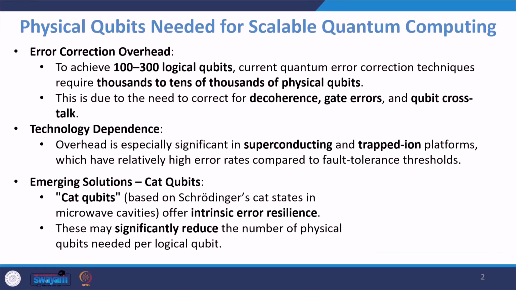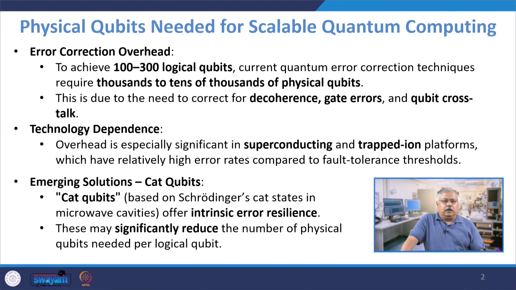Now, just to start from where we left in our previous lecture, if there are 100 to 300 logical qubits available, then current quantum error correction techniques will require thousands of physical qubits, right? Which means that if there are say 100 to 300 qubits, there are a large number of states available, 2 to the power 300 states. If error correction is required for all the states, you can understand the number of physical qubits you require. Forming these physical qubits and controlling them from an external source is a big overhead. Primarily this error correction will come because of decoherence. There will be gate errors and also crosstalk within the qubits.